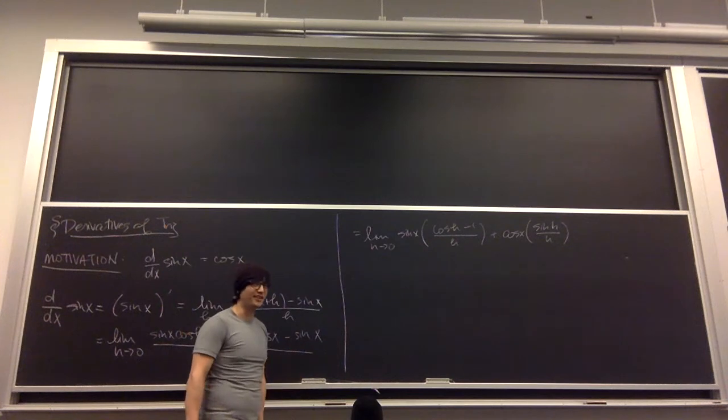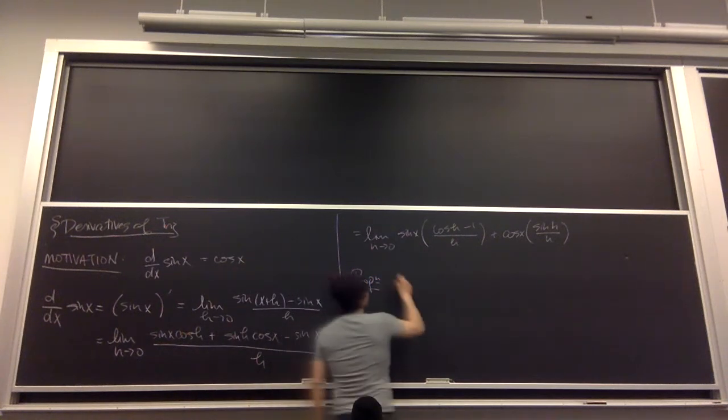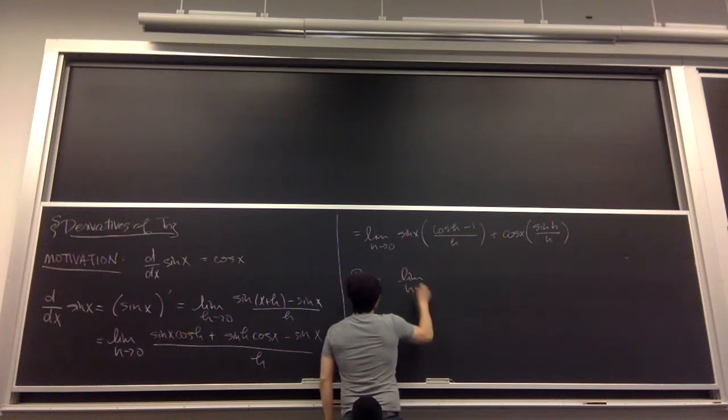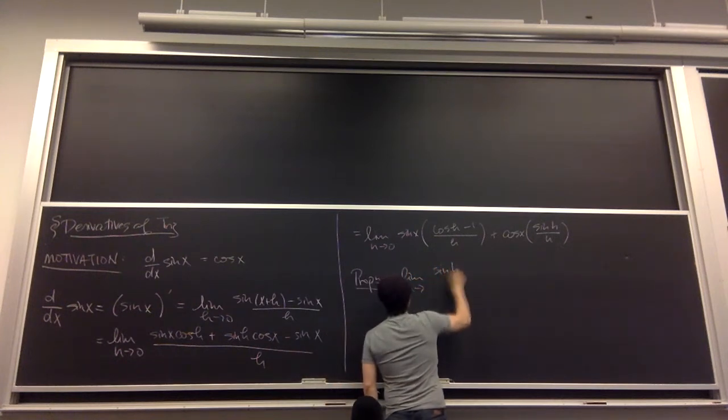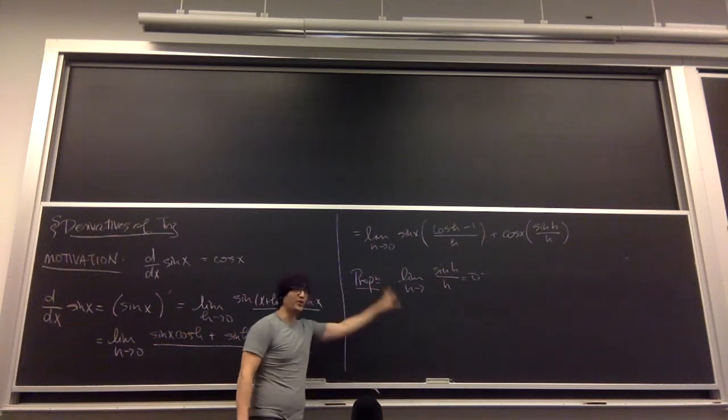I'm going to tell you two things. The first thing I'm going to tell you is this: the limit as h goes to 0 of sine h over h is 1. That's a gift. We're going to use this.